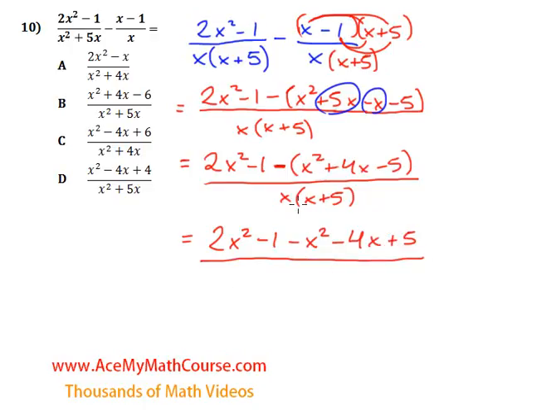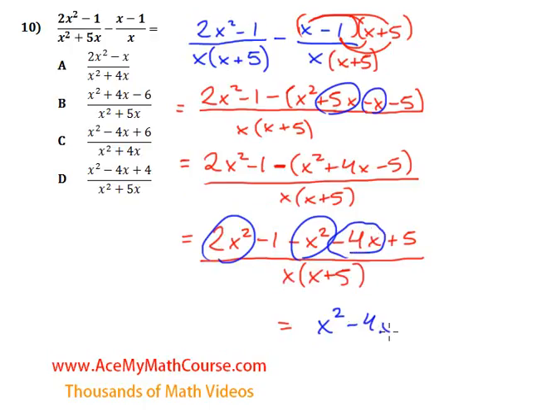All over, we'll just keep it like that, x over x plus 5. Now we can combine like terms. 2x squared minus x squared is just 1x squared, but I won't bother writing the 1. Then I can just copy down the negative 4x. And negative 1 plus 5 will be 4. All over x times x plus 5. So the answer is D.